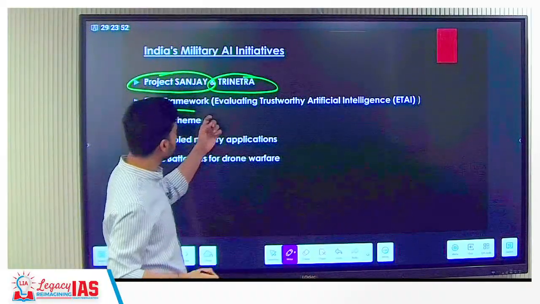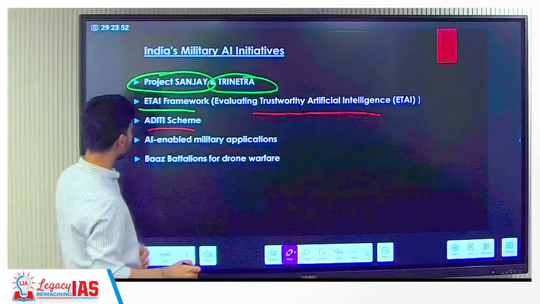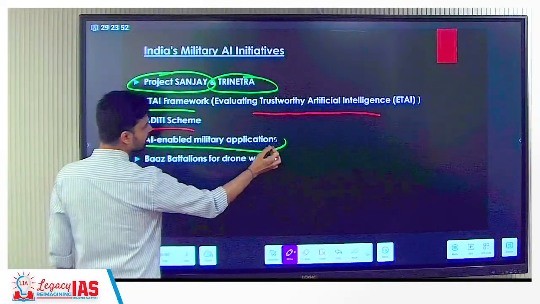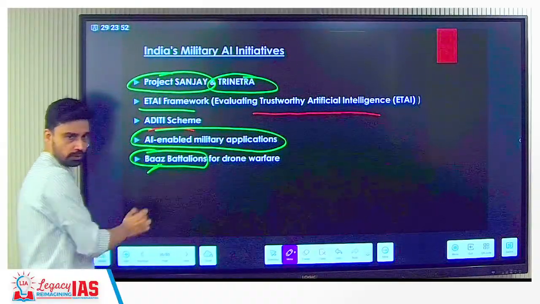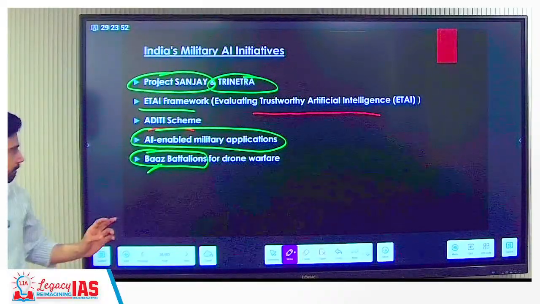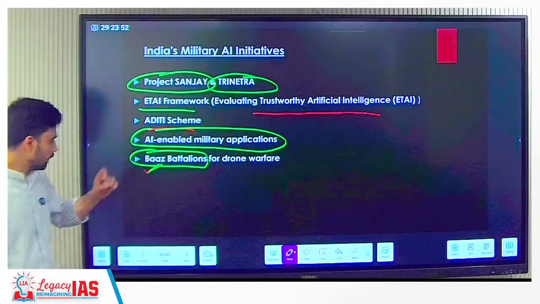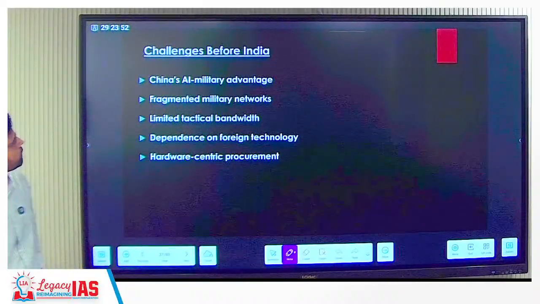ETAI, evaluating trustworthy artificial intelligence. The Aditi scheme they have launched. AI-enabled military applications we are also seeing. And in the last current affairs class, I think we have discussed that we have recently created a specialized drone battalion, referred to as the Bhairav battalion. So that tells you the importance of drone and AI-based systems.